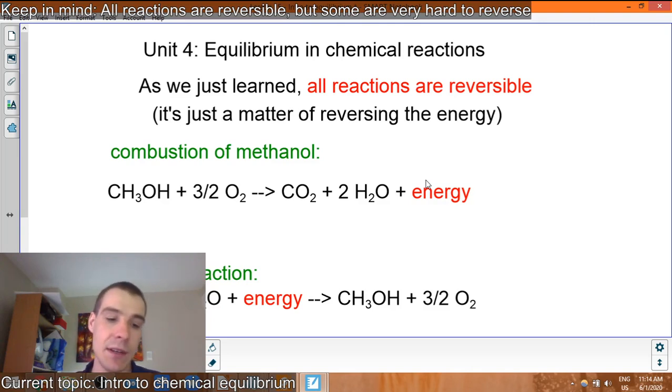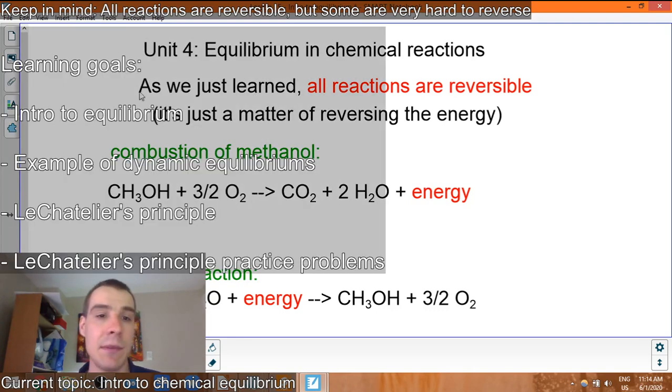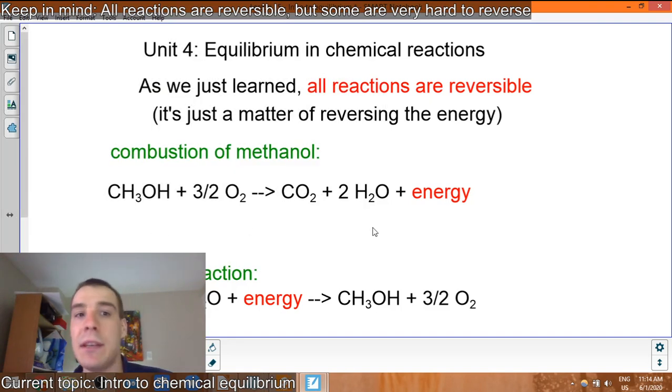So this is the introduction to equilibrium, and here's what we're going to do. We're going to start with just a basic intro to what it is, then some examples of dynamic equilibriums in everyday life. Then we'll talk about something called LeChatelier's principle. We're going to link that to the previous unit, the thermochemistry unit. So without further ado, let's get into it.